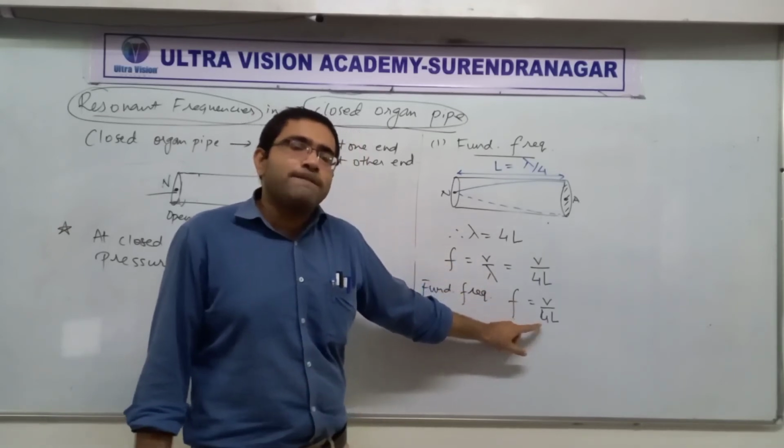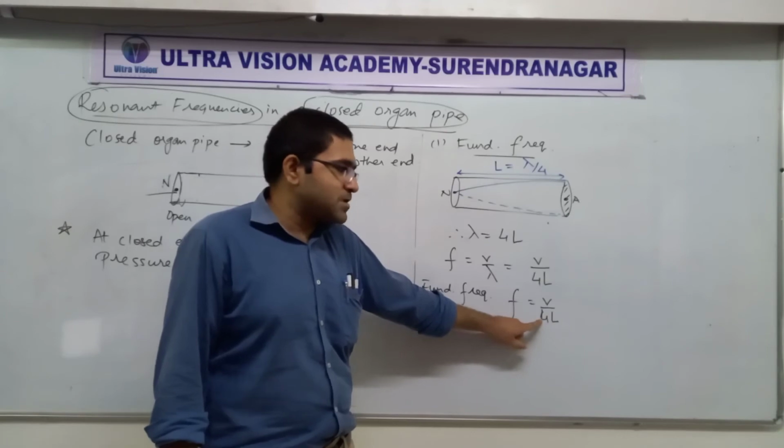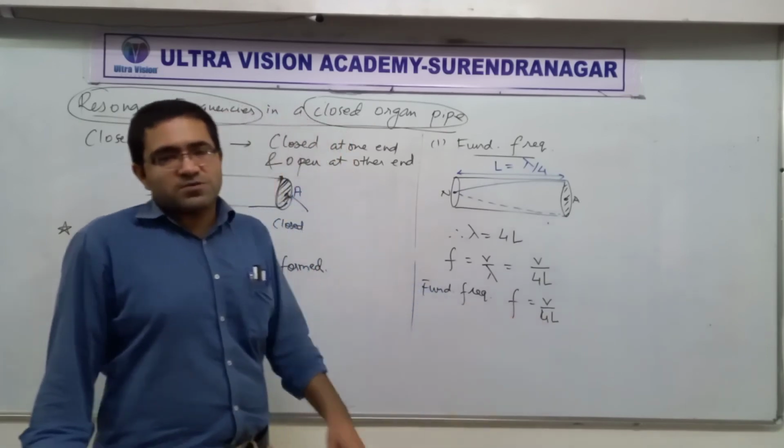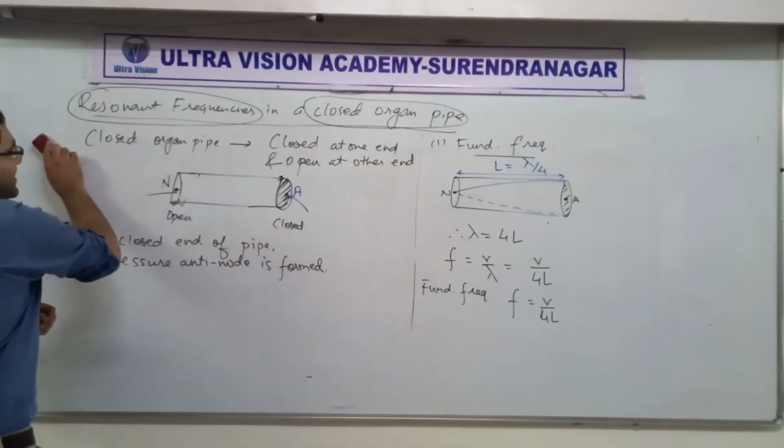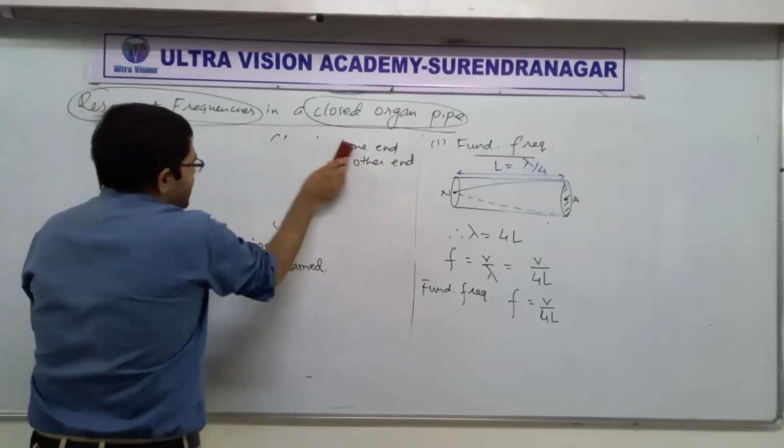Here there was a 2. Yes or no? Here there was a 2. Clear? So that's one thing that is different. There are more things that are different. Let's write down the second case.